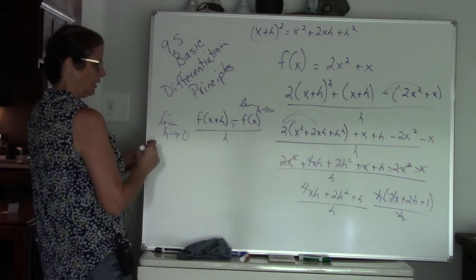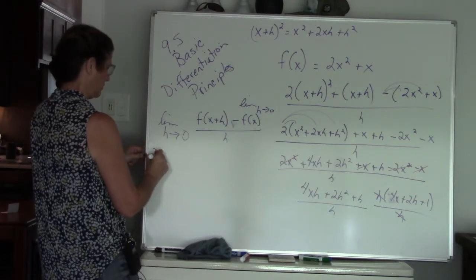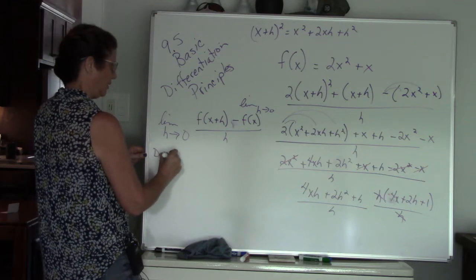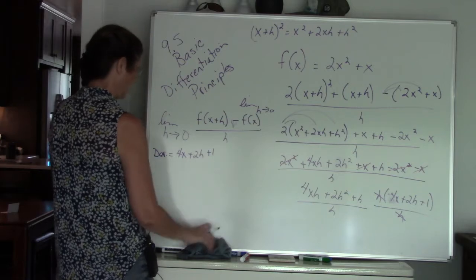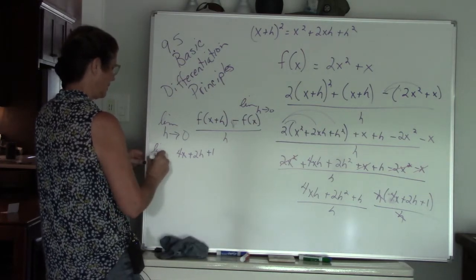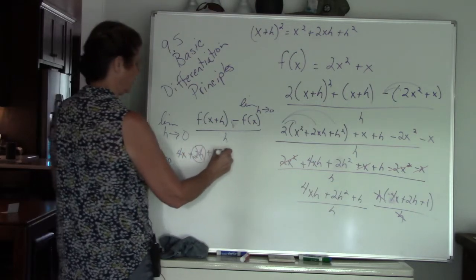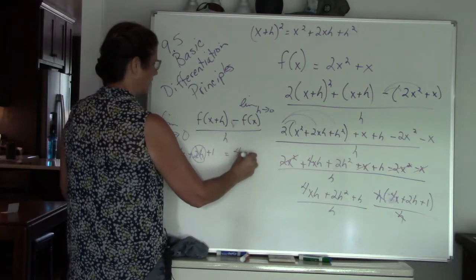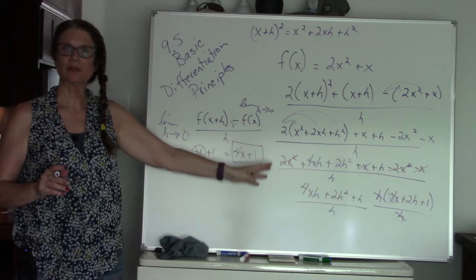So my derivative is, let's see, how do I want to write this? So my derivative is 4x plus 2h plus 1, and then the limit as h goes to 0. So that means this dumps out to 0. So my derivative is 4x plus 1. Okay? Now, you can see it's a lot of work, right?